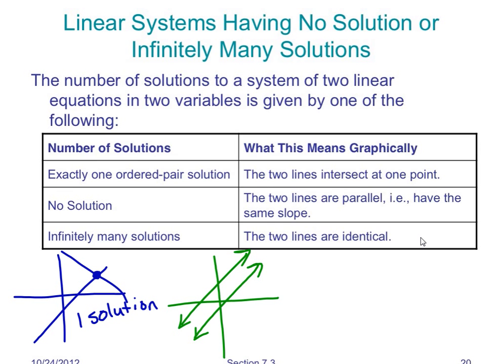Notice these 2 lines are parallel and they don't ever cross. If 2 lines are parallel, we would say that they have no solution. Remember, a solution is where the lines cross. If they don't cross, they're not going to have a solution.